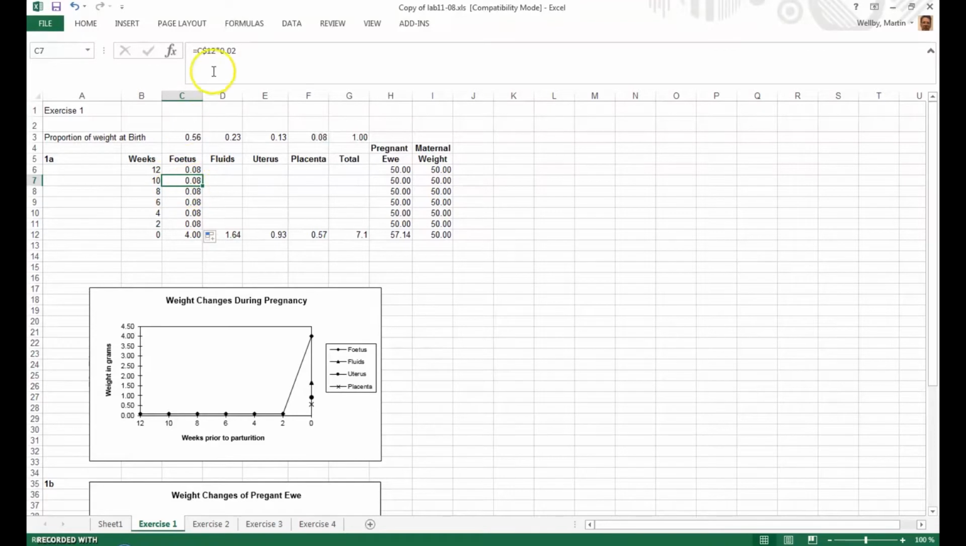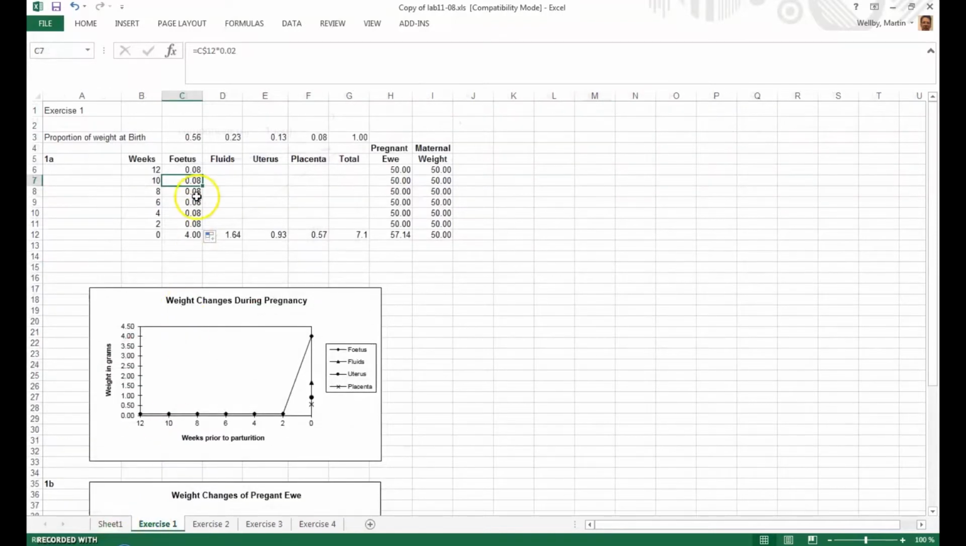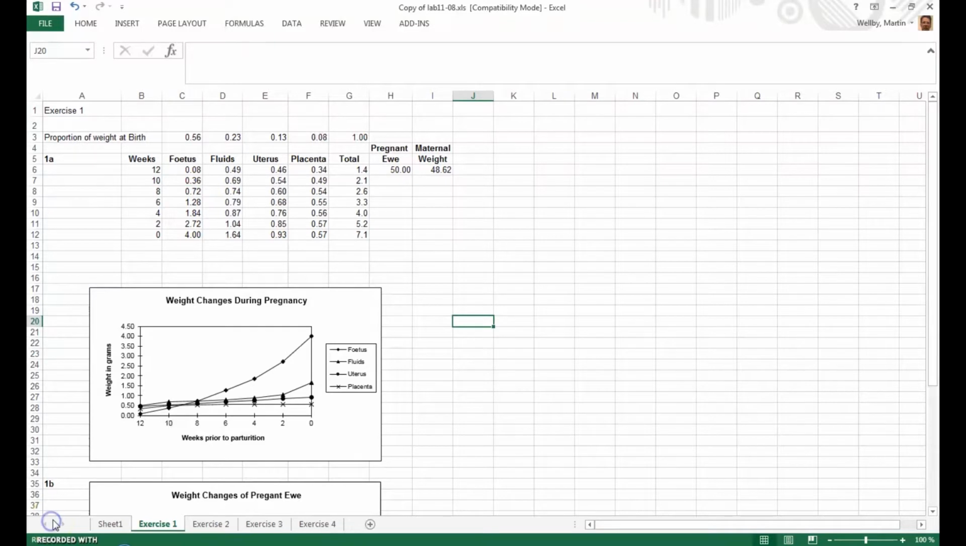Now, 10 weeks prior to birth, I said before, it's at about 9%. So I change that 0.2 to 0.9. And I'm going to basically work through that and fill out, using those 4 lines, fill out all of this chart. So I'll just quickly do that and I'll come back to you. Okay, so I filled in the table.